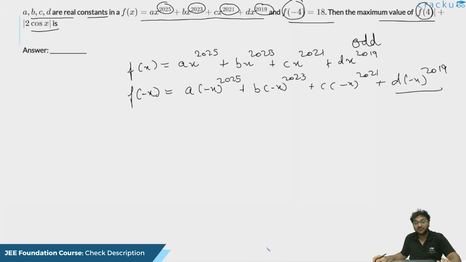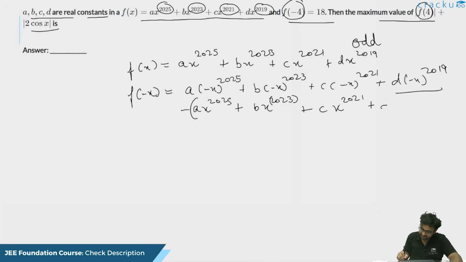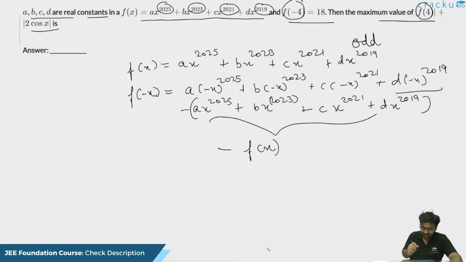Now we know what minus x to the power 2025 is. It would be minus 1 to the power 2025, which is minus only. So this will be minus ax to the power 2025. If I take the bracket and common minus out of everything, like bx to the power 2023 plus cx to the power 2021 plus dx to the power 2019, so what is this? This is f of x. So minus of f of x equal to f of minus x. So this is an odd function.